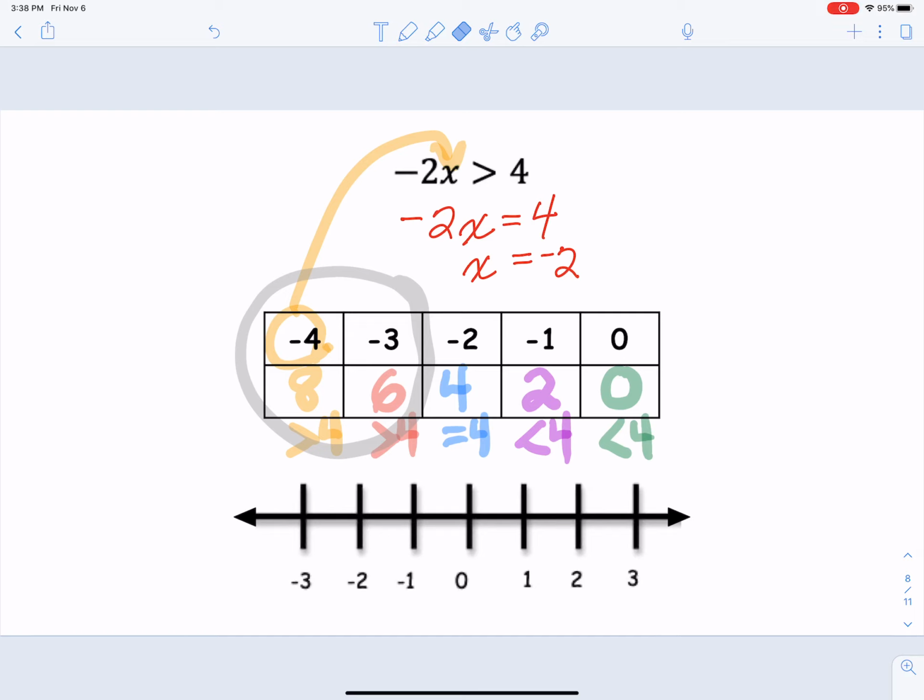So we're going to put an open circle here at -2 to show it's our boundary point, meaning -2 isn't part of the solution. And then we're going to go in the direction of those values that worked. So it's very clear to see here on our graph that x is less than -2. And this is where I point out that this was greater than here, but our solution x is less than.